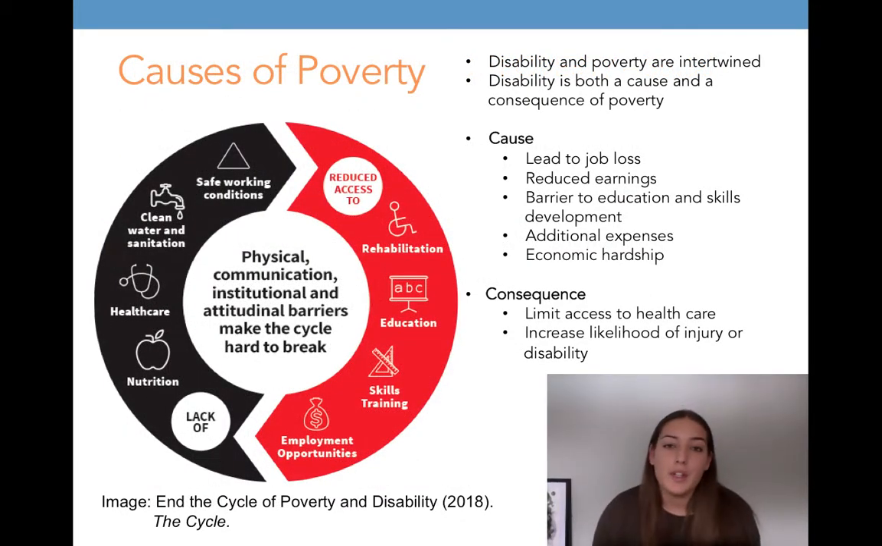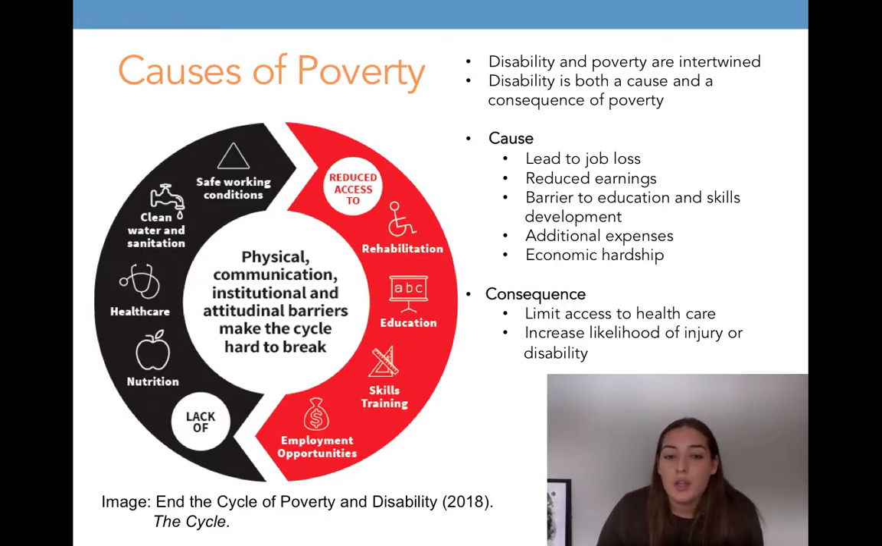So now we're going to talk about the causes of poverty. The connection between poverty and disability is quite complicated. Disability is both a cause and a consequence of poverty, and therefore, disability and poverty go hand in hand. It is a cause because it can lead to significant job loss, reduced earnings, barriers to education, skills development, significant additional expenses, and many other challenges that ultimately lead to economic hardship.